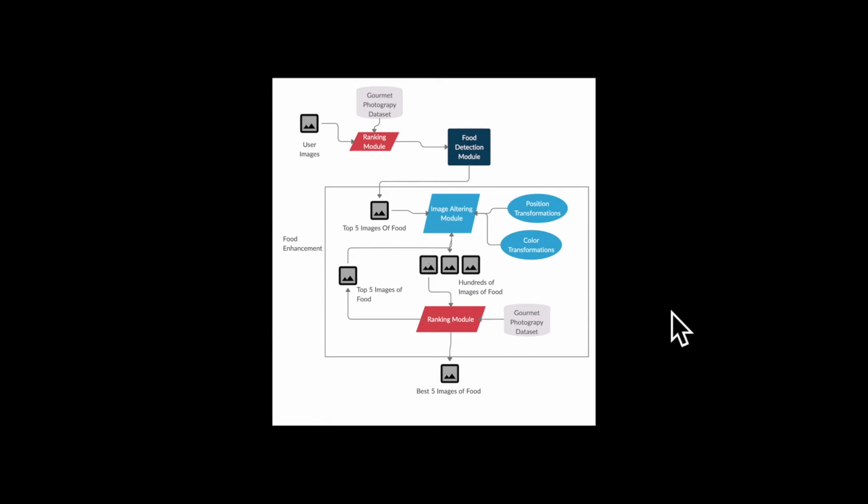My name is Ali. This is my computer science capstone project, software architecture. My project was using machine learning to enhance images of food. What is happening here is that the user is inputting some images and the software is outputting better images.